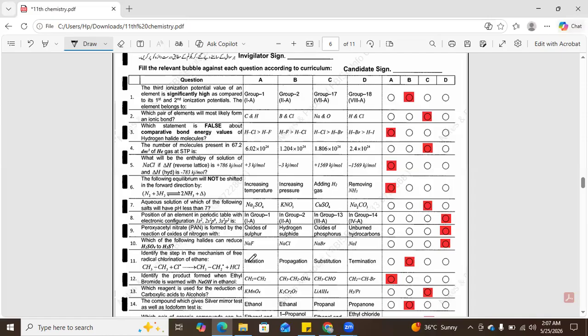Identify the steps in the mechanism of free radical fluorination of ethane. So, propagation. B is the right answer for this one. Identify the product formed when ethyl bromide is warmed with NaOH in ethanol. CH2=CH2.